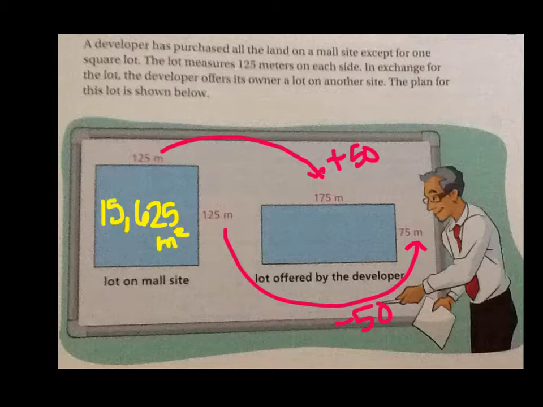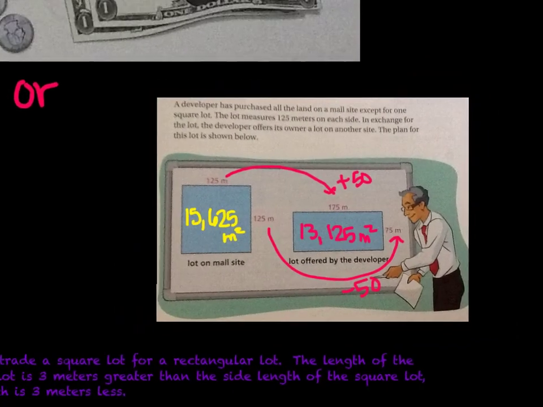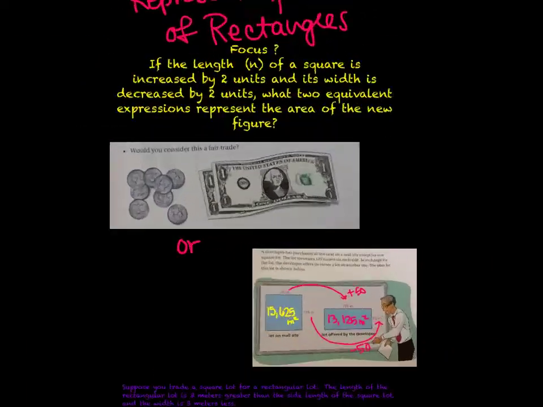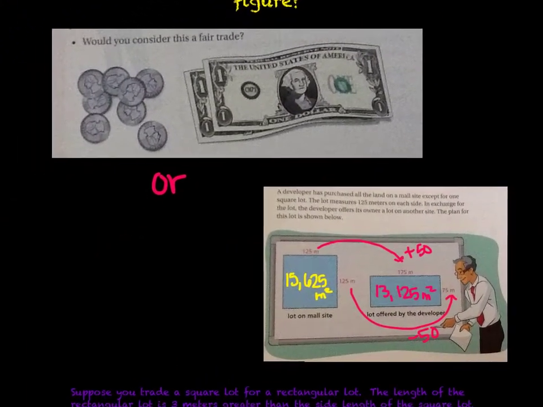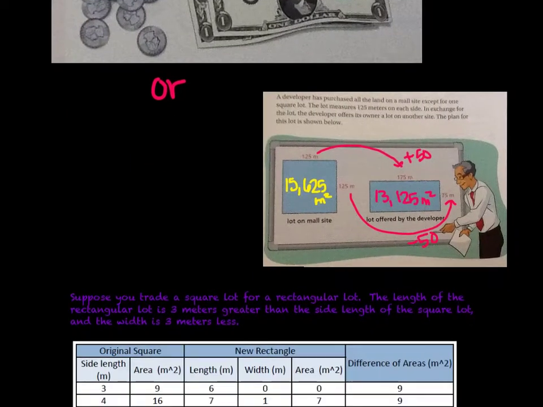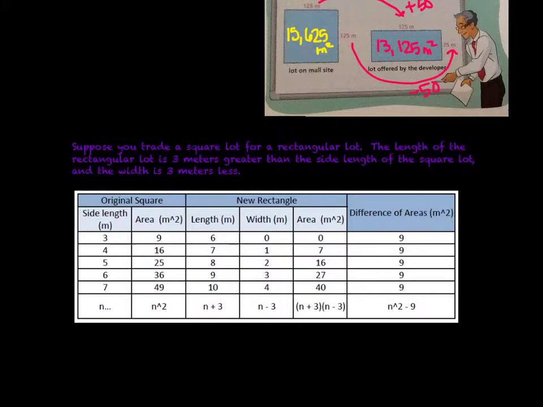But this particular lot has 13,125 meters squared of space. So really, is it a fair deal? I think we just answered that question a little bit with a big gigantic no. So playing around, sorry, my screen is being very weird. Playing around with this idea is what we're looking at for this investigation, whether or not something is fair.